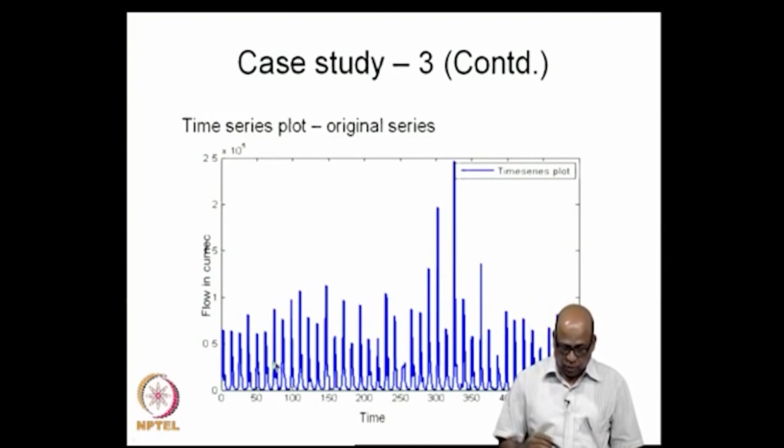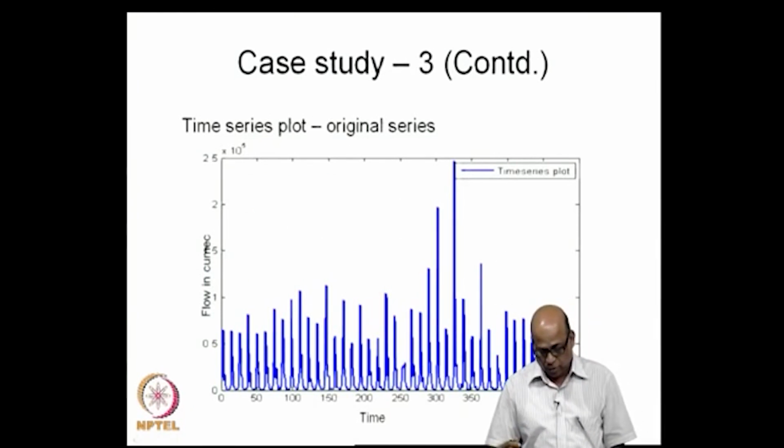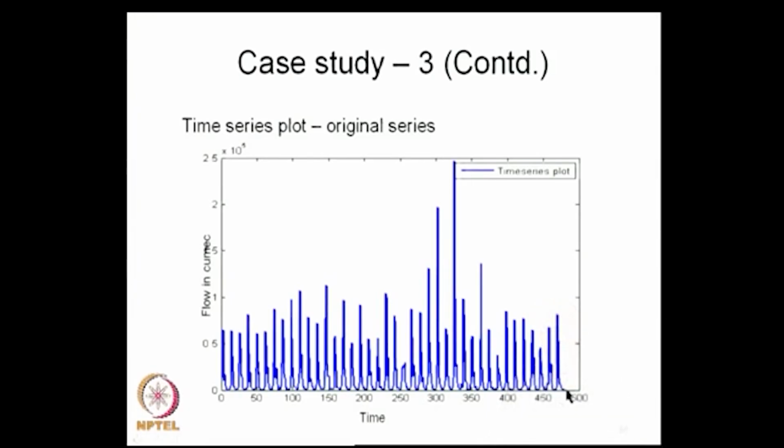So, this is the original time series, there are 480 values here, that is about 24 years of data. So, you have the monthly stream flow data. As you can see, there is a regular pattern here, so you can suspect that there seem to be some periodicities present here.